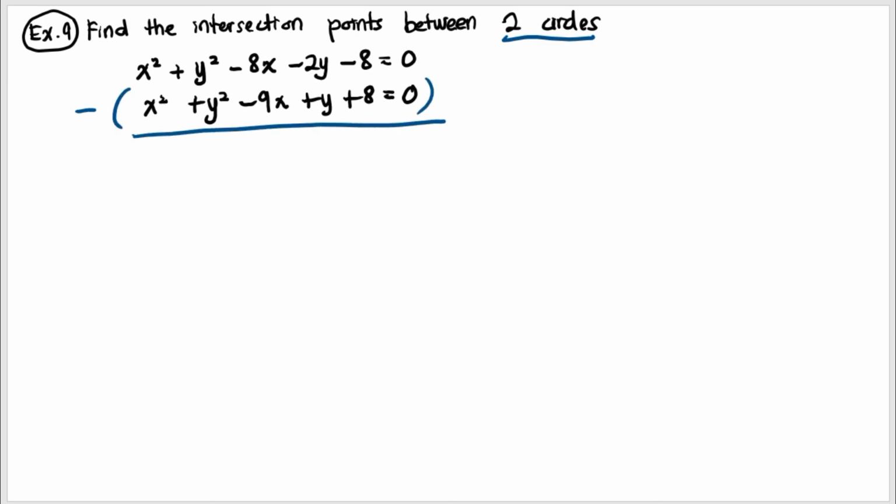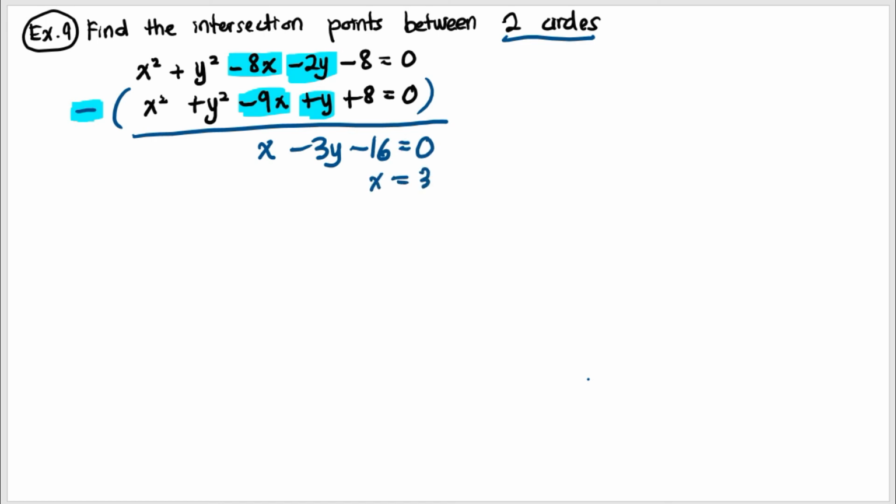Suppose we minus this equation. What will happen? We will have x squared minus x squared is 0, y squared minus y squared is 0. Now we are eliminating x squared and y squared. Now we have to simplify this. Negative 8x minus negative 9x, meaning we have 9 minus 8, so we have x. Next, we have negative 2y minus y, therefore we have minus 3y. Negative 8 minus 8 will get minus 16. This one will become 0.